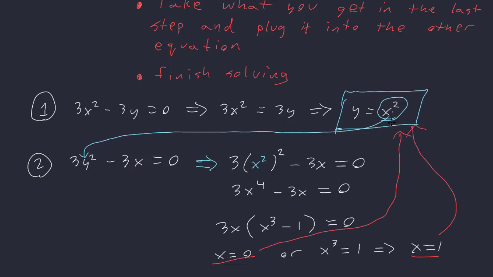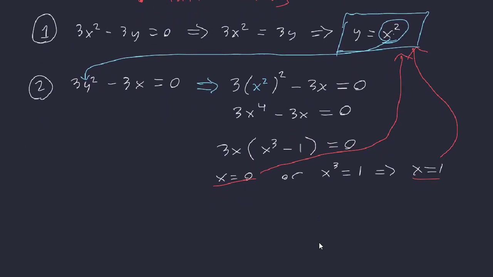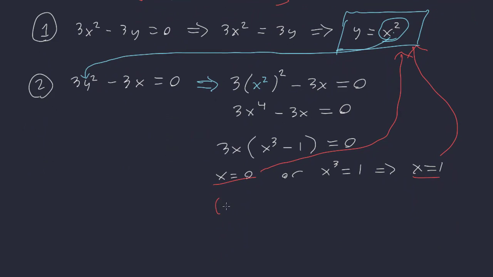All right, so if y is equal to x squared, and we get that x is 0 or 1, this tells us that our critical points are, let me write it here, x equals 0, y equals 0, or x equals 1, y equals 1. So we get the points 0, 0, or 1, 1. Okay? So these are the critical points, 0, 0, and 1, 1.